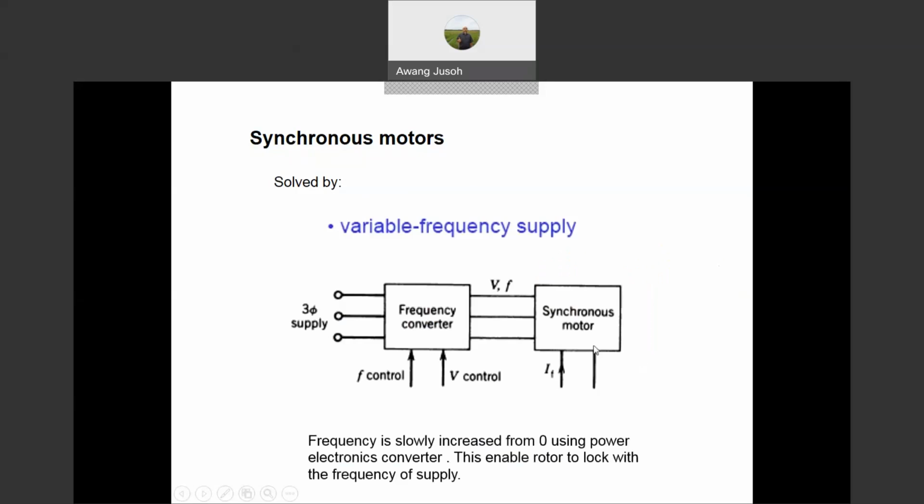So the first method is to use the frequency converter, which in power electronics we normally call an inverter. An inverter starter. So we start using an inverter. At the beginning we apply low voltage and low frequency. Then our rotor is able to catch the flux at synchronous speed and will rotate synchronously with the flux. This is the first thing we can do to solve the problem.